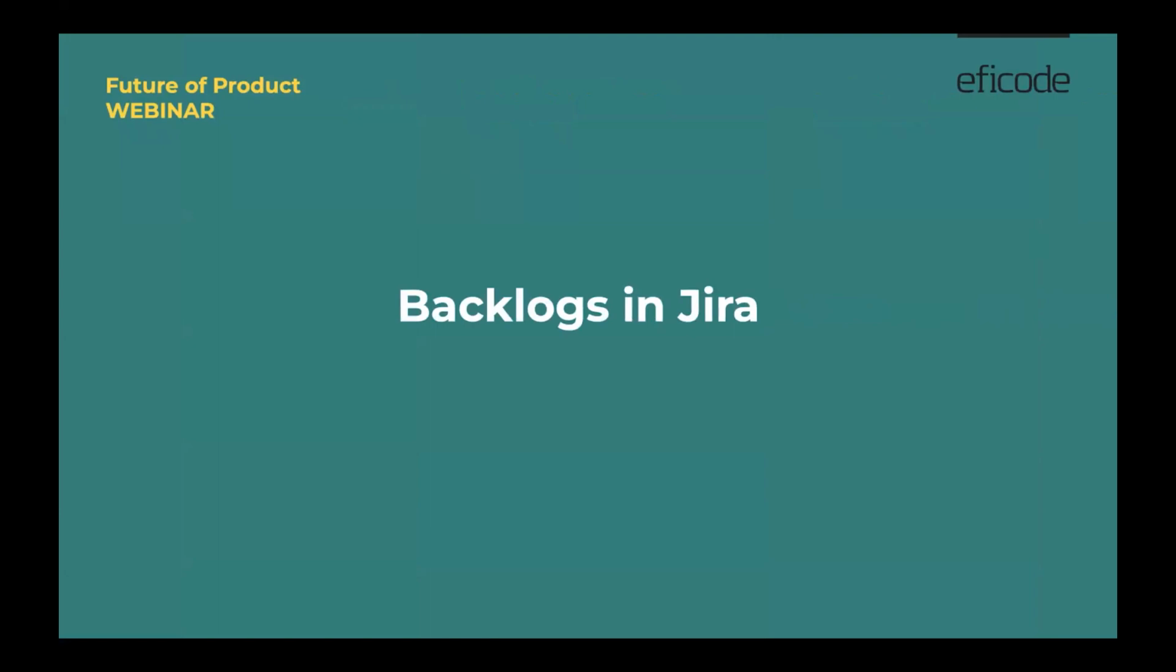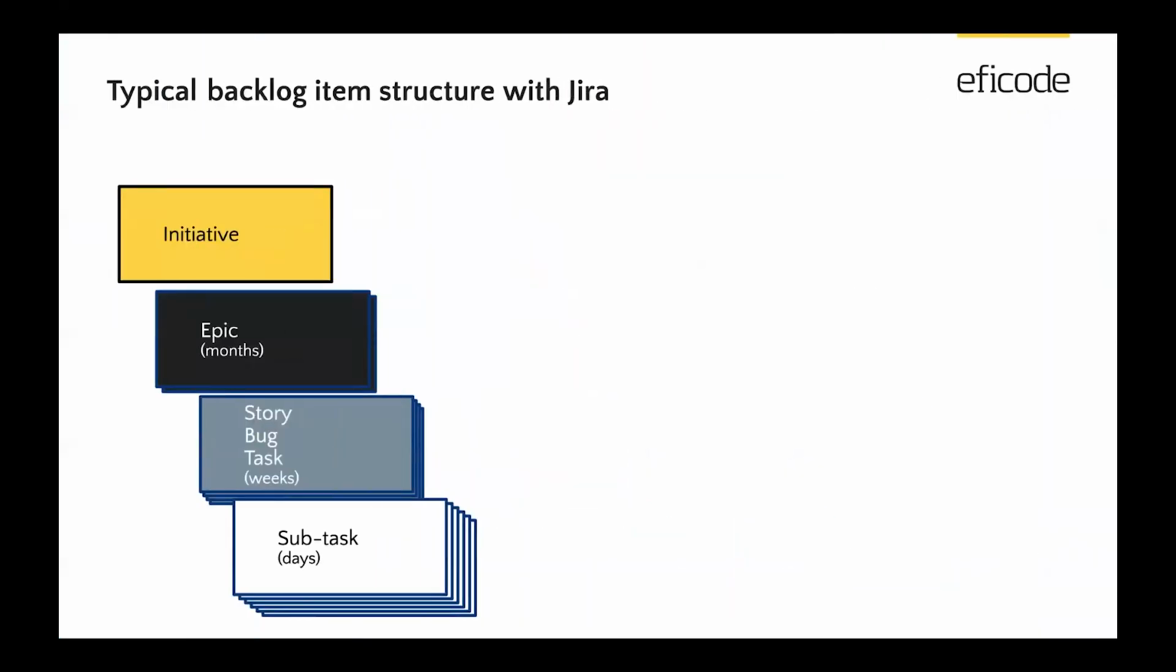So let's go to the actual topic. Here we have the typical structure of the items that product development has and how those are also implemented in Jira. We have the initiative items. This is something like the business case. It's a high level item that defines why we are doing this.